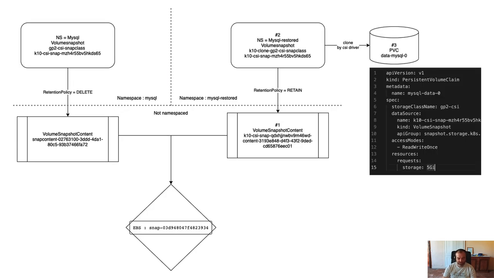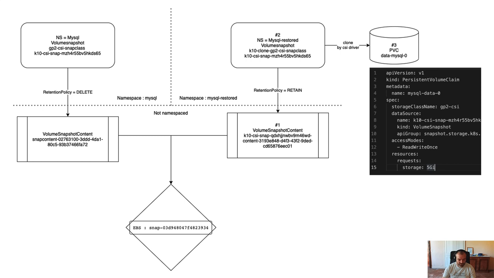If I want to restore, or if I want to clone a PVC from a namespace, mysql, to another namespace, mysql-restored, here is how I can do it. I can create a volume snapshot of my PVC, mysql, which will trigger a volume snapshot content pointing to this actual snap.